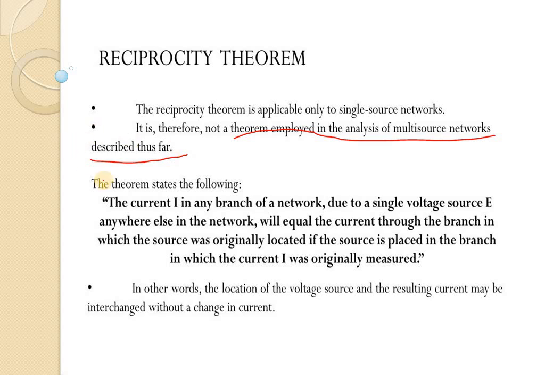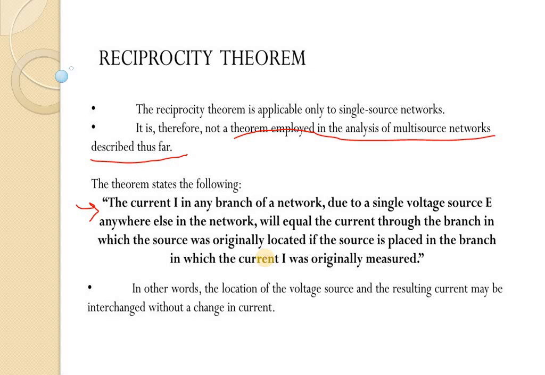The statement of this theorem is as follows: the current I in any branch of a network due to a single voltage source E anywhere else in the network will equal the current through the branch in which the source was originally located if the source is placed in the branch. In other words, the location of the voltage source and the resulting current may be interchanged without a change in the current.